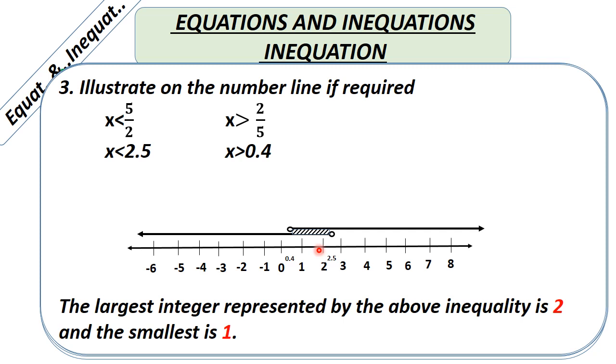So if the question says, what is the greatest integer? Which one is bigger between 1 and 2? It's 2. And what is the smallest integer? It's 1. So the largest integer represented by the above inequality is 2 and the smallest is 1. So this is how to deal with inequalities.